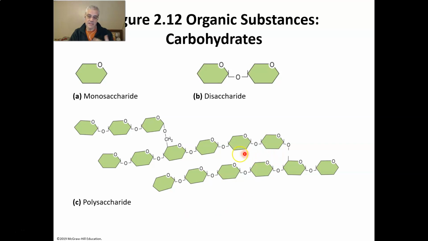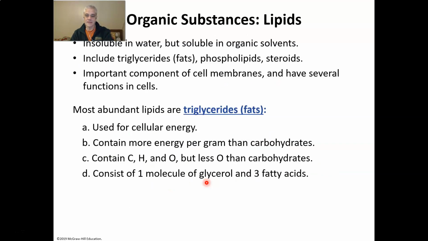So a polysaccharide. This is how these single monosaccharides are stored in your body. Your liver has a bunch of this stuff sitting inside it. It's a nice concentrated storage form of sugars. So now we move on.